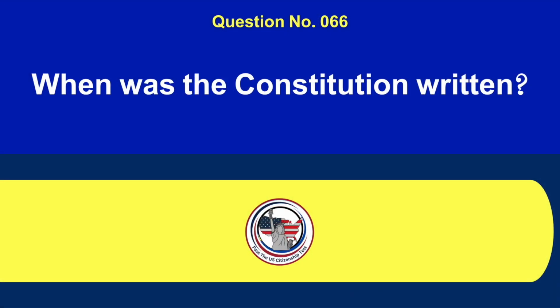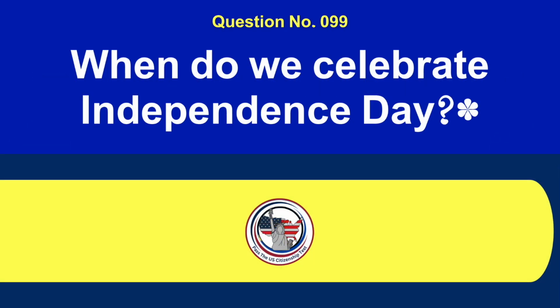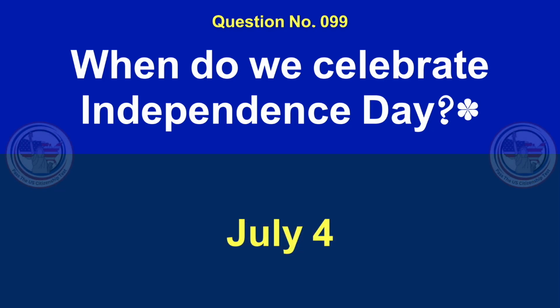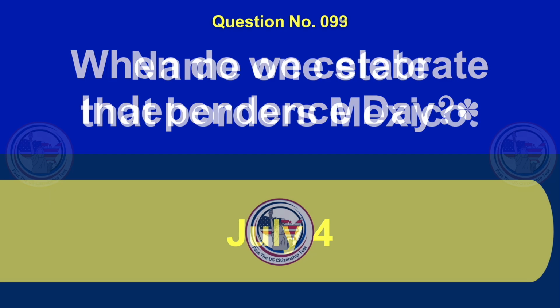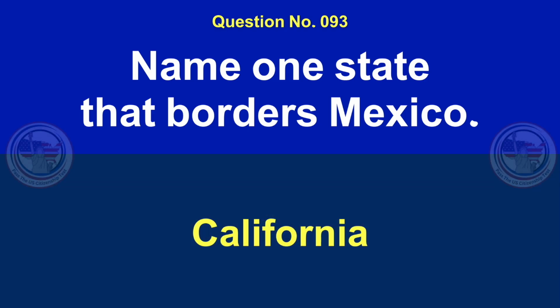When was the Constitution written? 1787. When do we celebrate Independence Day? July 4th. Name one state that borders Mexico. California.